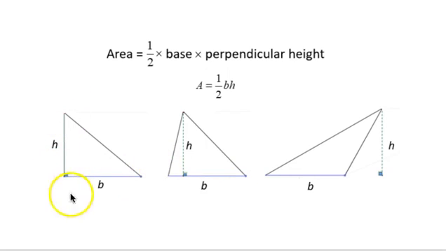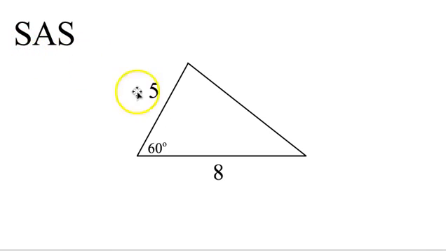1/2 the base times the height, and the height is perpendicular to the base. And notice with this case here, the height doesn't even have to be inside the triangle, it could be outside the triangle. So we're going to start with what I call an SAS case, side, angle, side. We have two sides with an included angle.